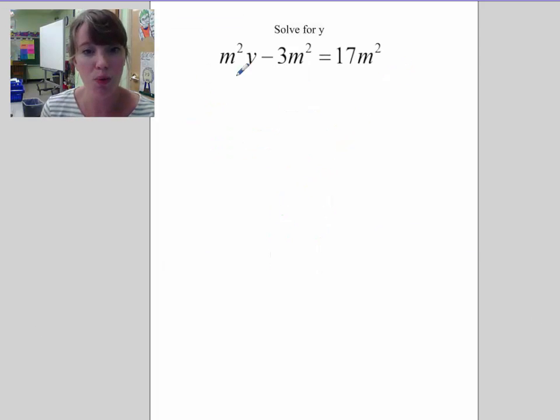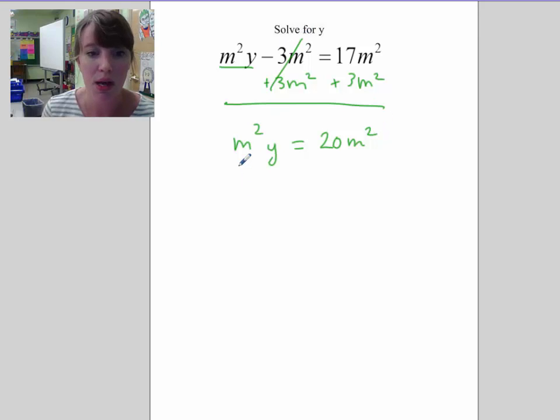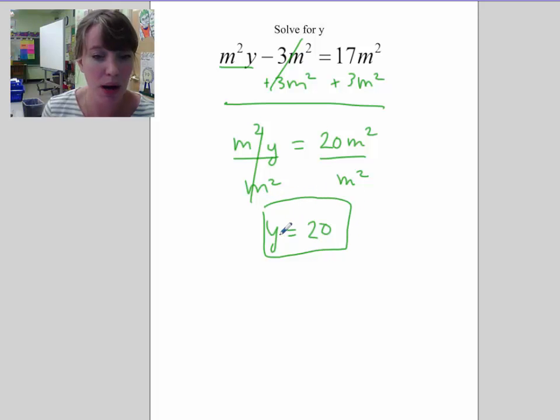Okay, if I had to solve for y in this case, so this is the term with y and these are the terms without y. So I'm going to try to maneuver this minus 3m squared to the other side. So I'm going to add 3m squared to both sides. Fortunately, as it turns out, these two things are like terms. So I have m squared y is equal to 20m squared. Okay. Now I want to divide each side by m squared because I want to isolate y. So I have y is equal to just 20. Okay, and I have solved it for y because y is by itself and there's something else on the other side.